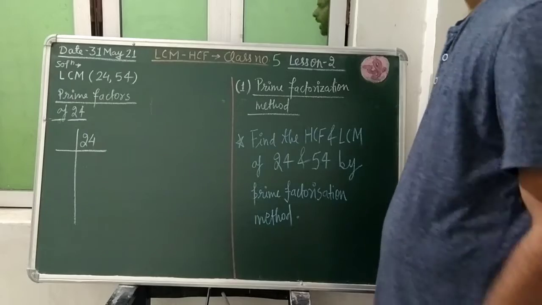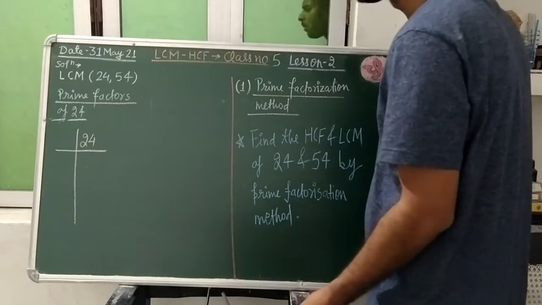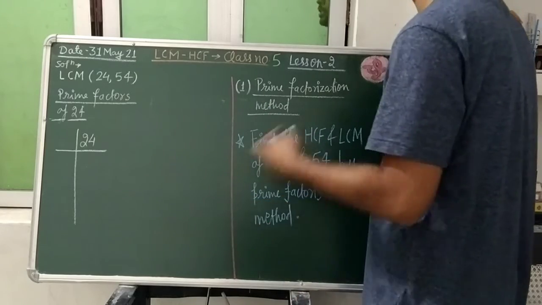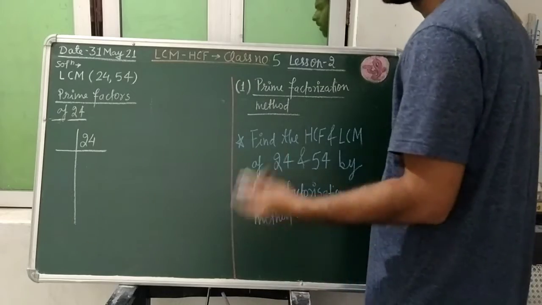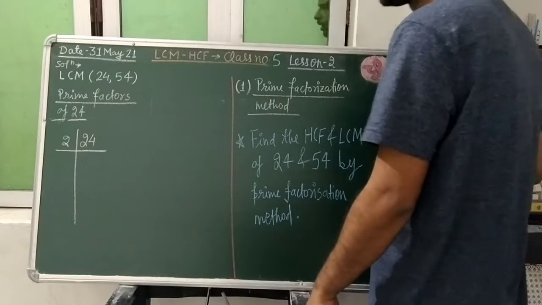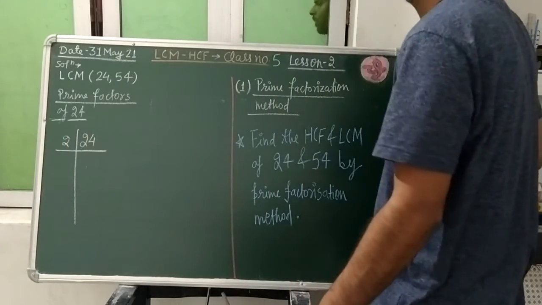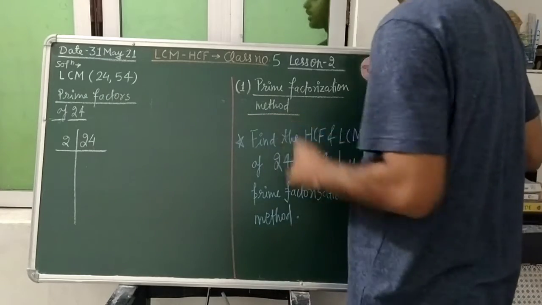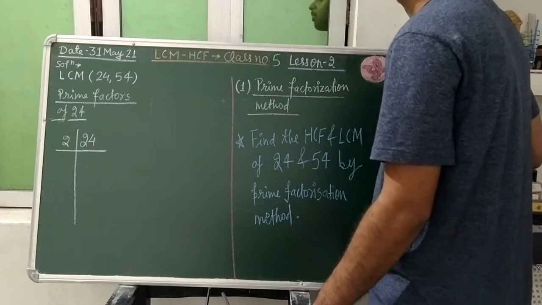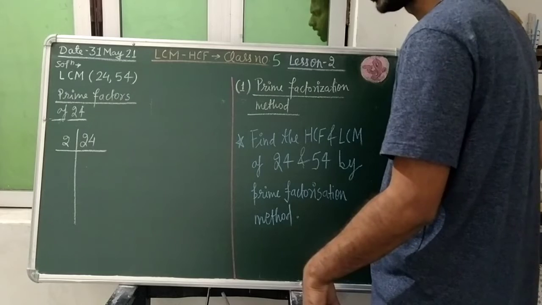Yes, 2 will divide it, as at the unit place we are getting an even number. So if at the unit place an even number is present, the given number will be divisible by 2. So 2 is going to divide this 24, and that is why we will select the 2 here. And how many times is 2 going to divide this 24? Of course, when you divide 24 by 2, you will get quotient equal to 12 and remainder equal to 0.